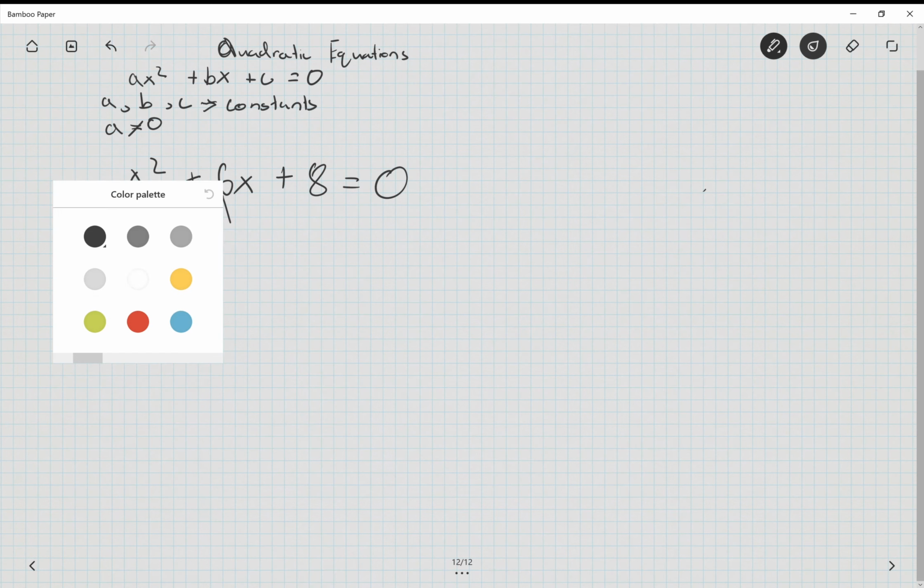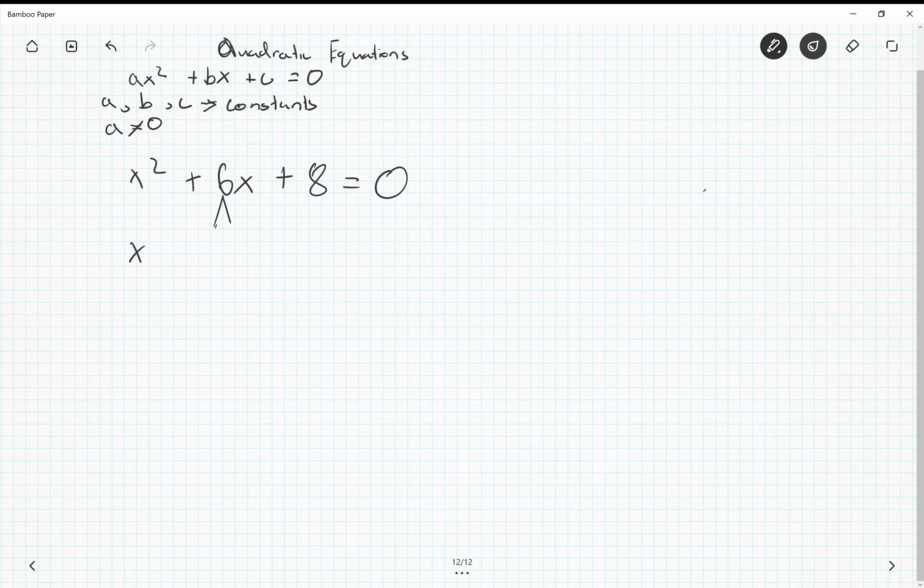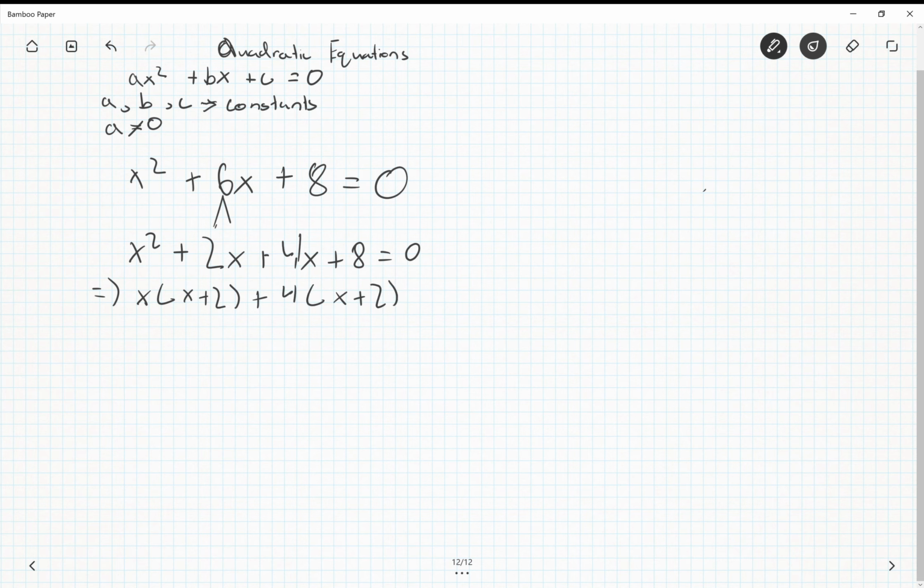So therefore it would be x squared plus 2x plus 4x plus 8 equals 0. And now we simplify further. We can factorize x squared plus 2x. We divide that by x, which would be x multiplied by x plus 2. And then we add that with, well, what can 4x plus 8 be divided by? That would be 4. So 4 here, and then x plus 2 equals 0.